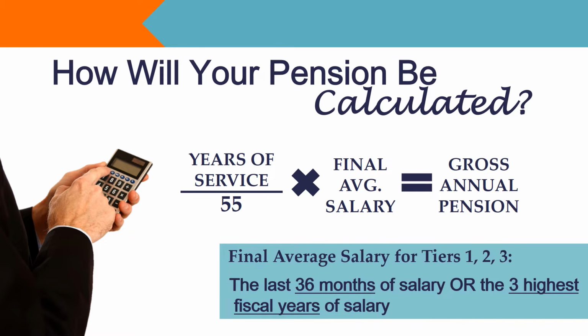If your last 3 years are not your highest years of salary, your allowance will be calculated using your 3 highest fiscal years of salary in your pension history. A fiscal year is July 1st to June 30th. You will need to indicate these fiscal years on your retirement application.